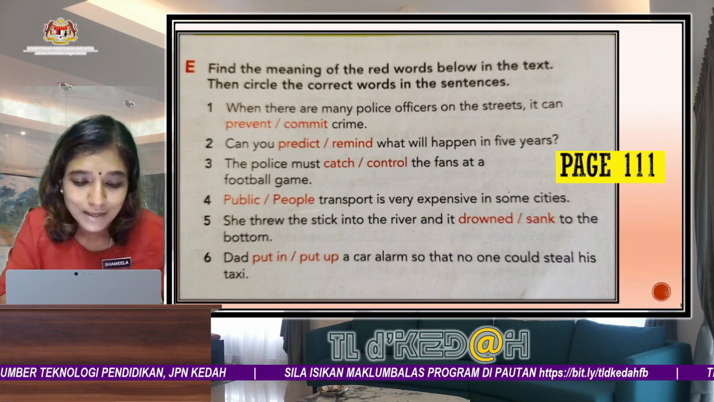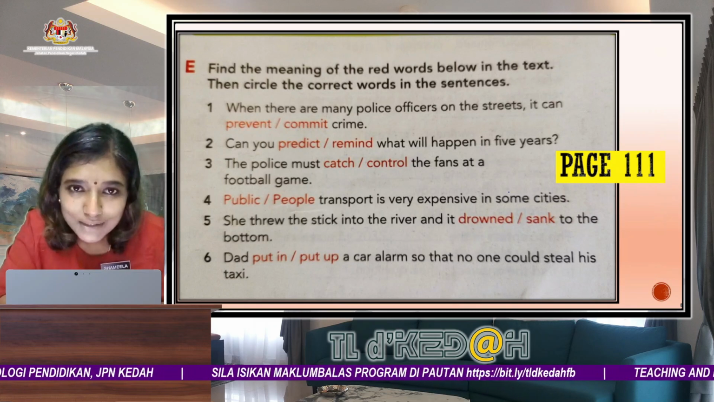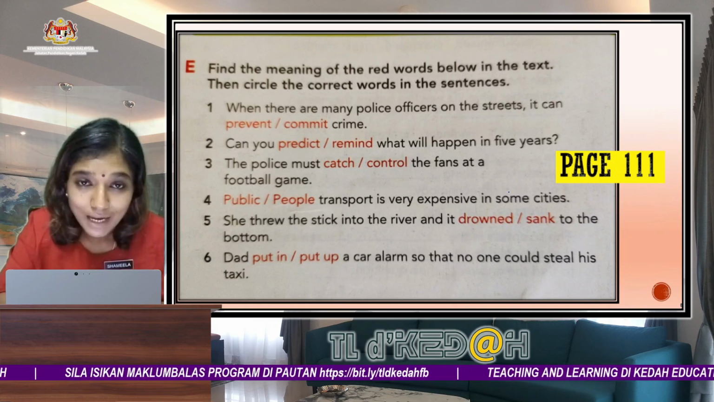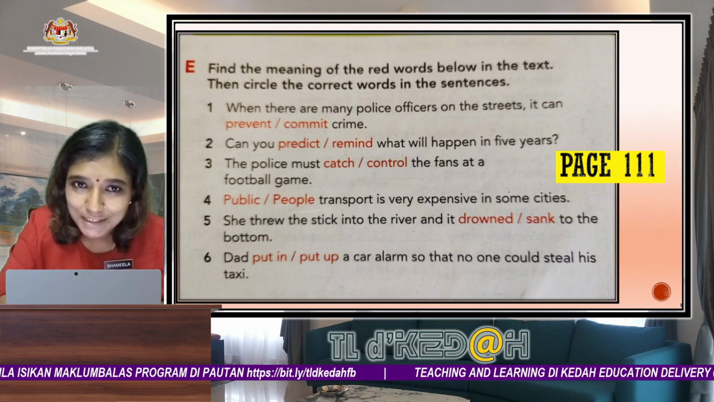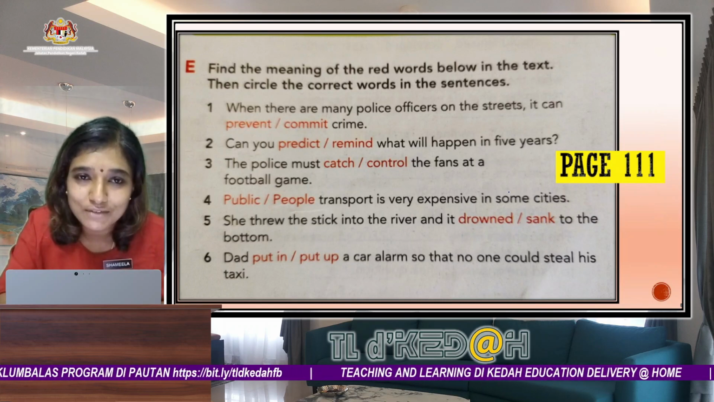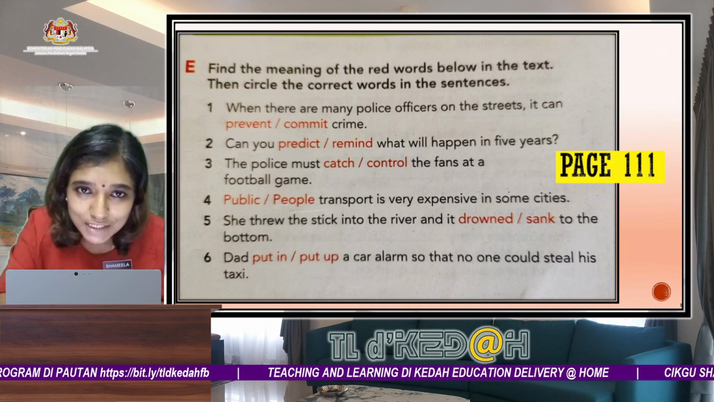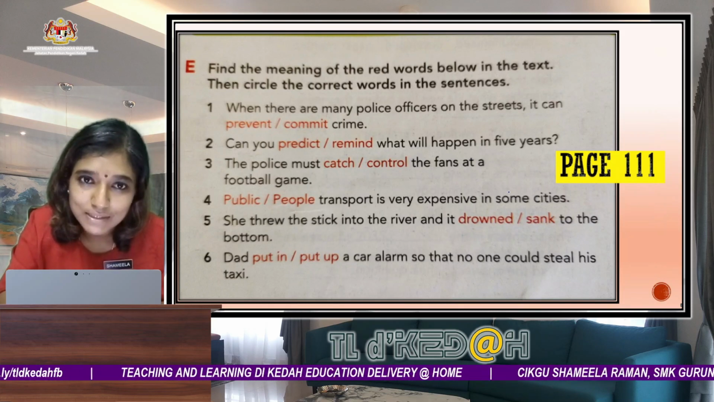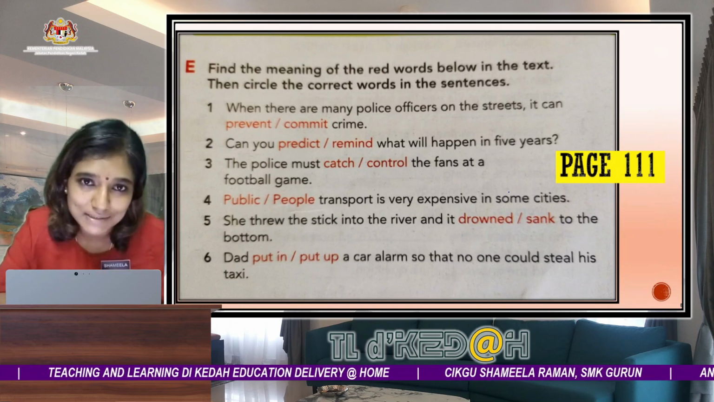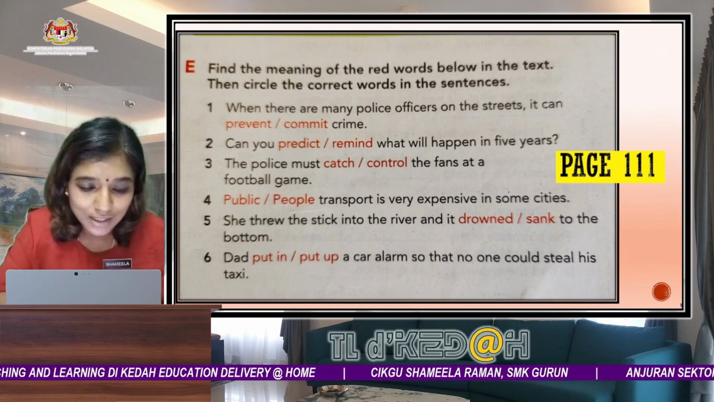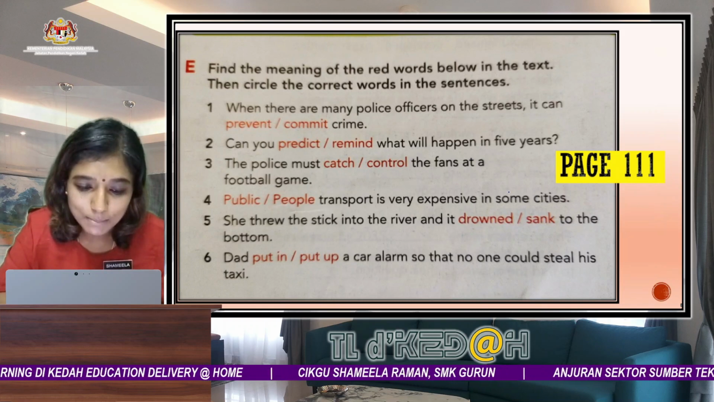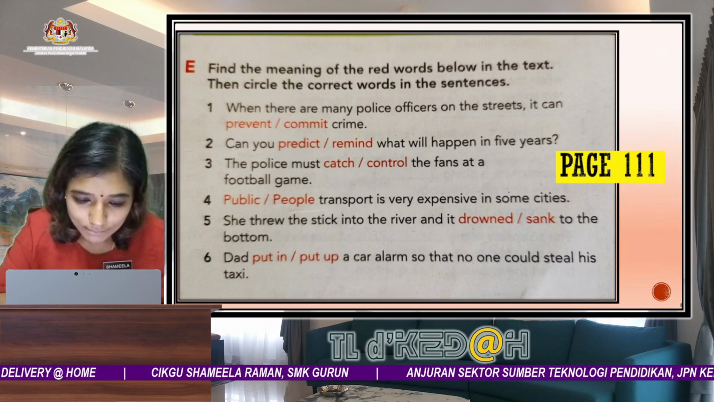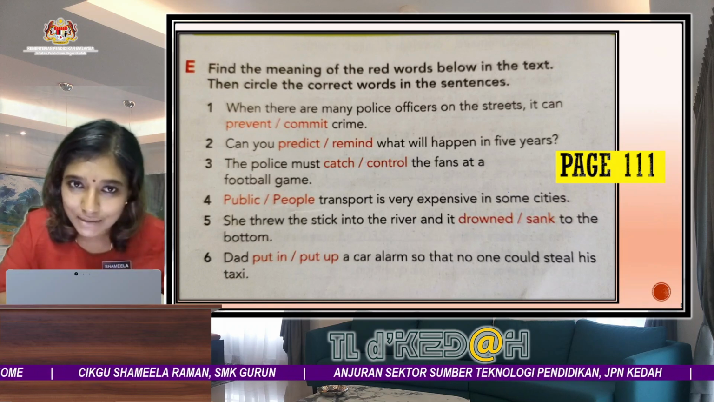When you're doing this, I would like you to find all the words. Not all are given. Some words are actually given to make you think of the usage, but each sentence carries a word from the text. So I let you know which here. In number one, the word is prevent. Number two, predict. It's all in the text.